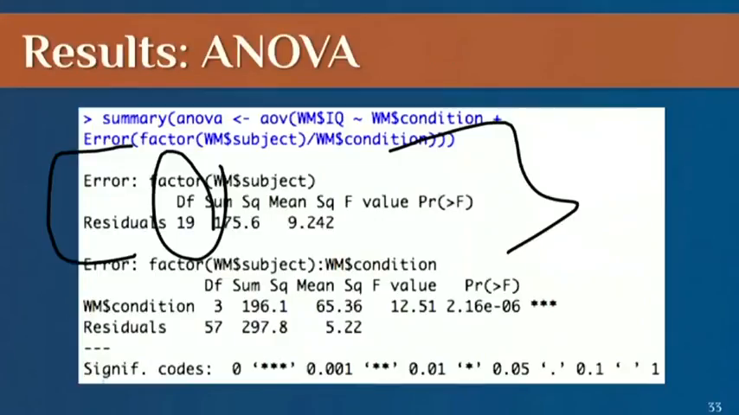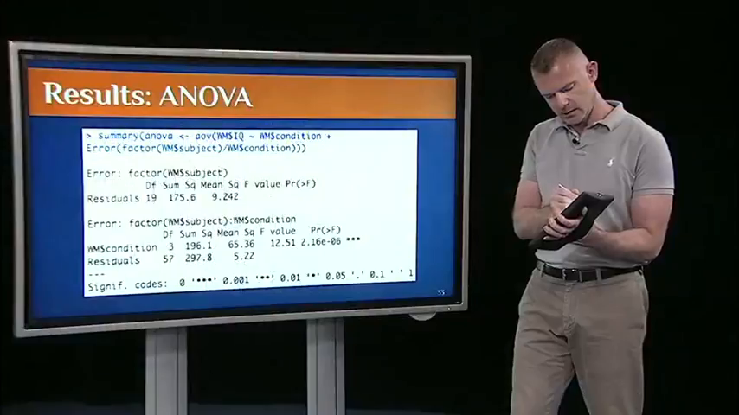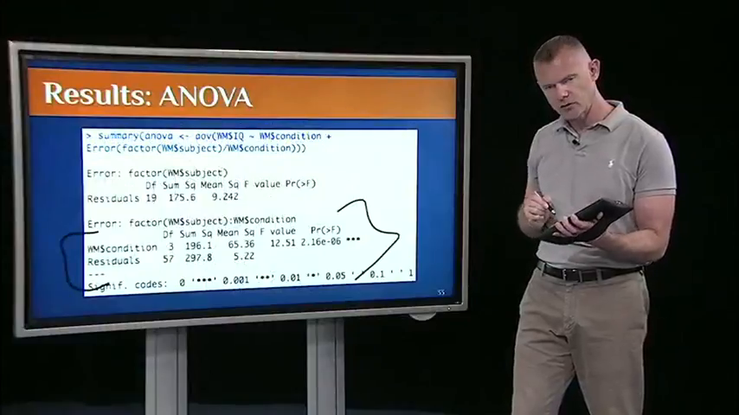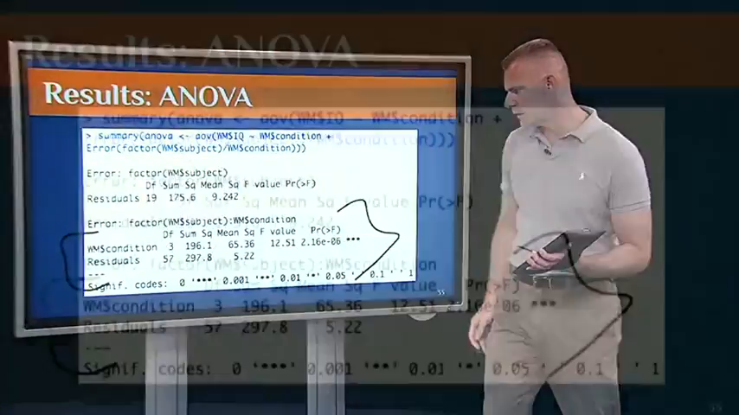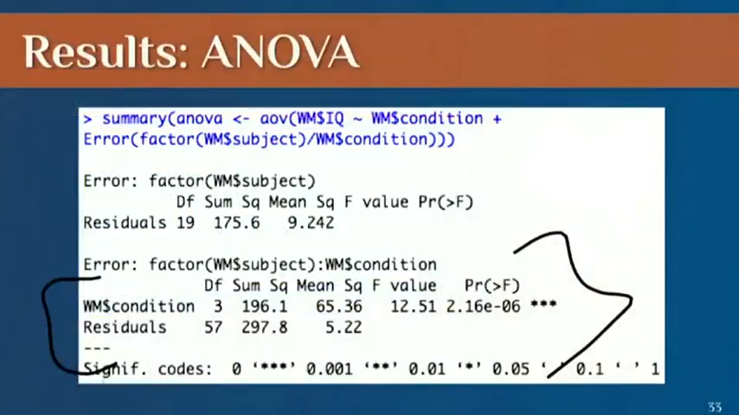So that's sort of taken out. And then we go down here to look at our effect of training. That's called condition. Degrees of freedom is 3. That's good because there were 4 levels. Residuals, what's the error term? It's the interaction of A by S.